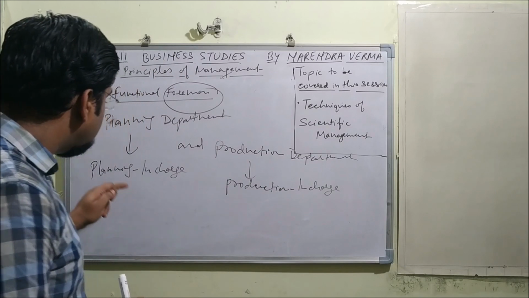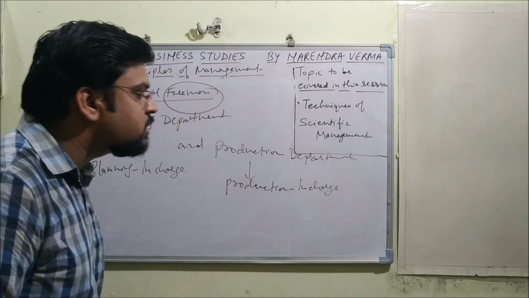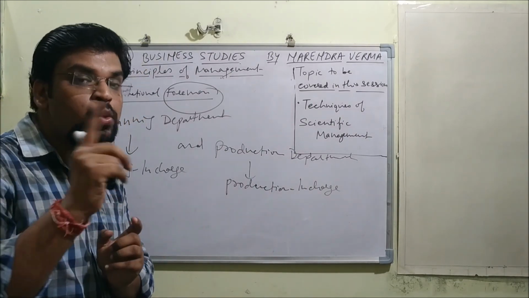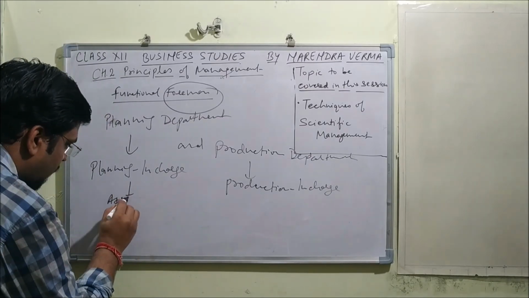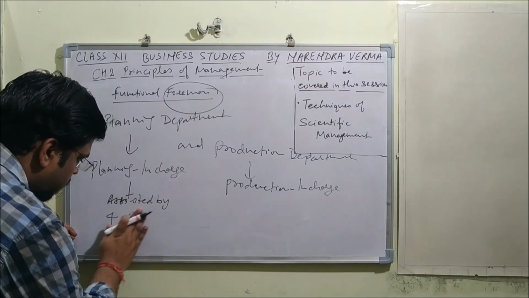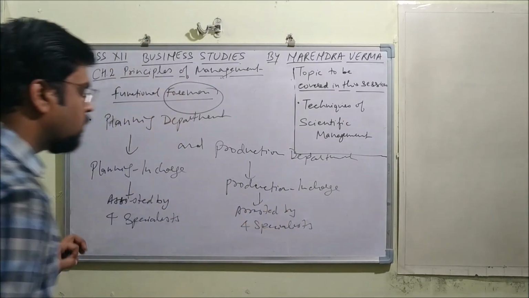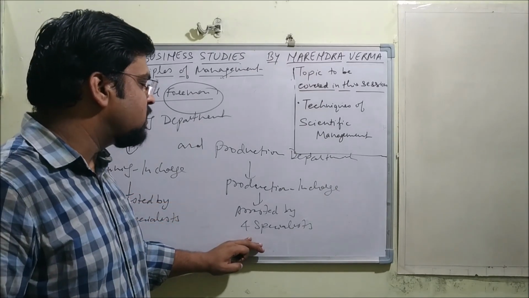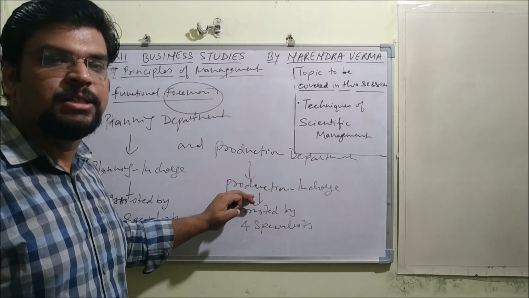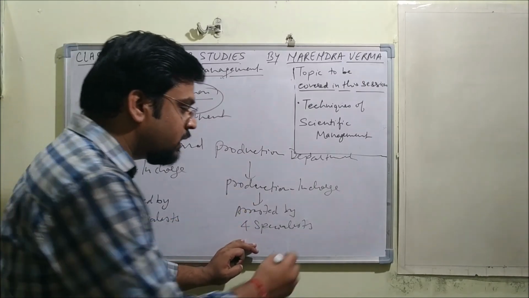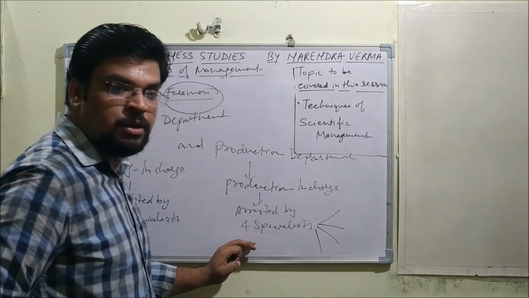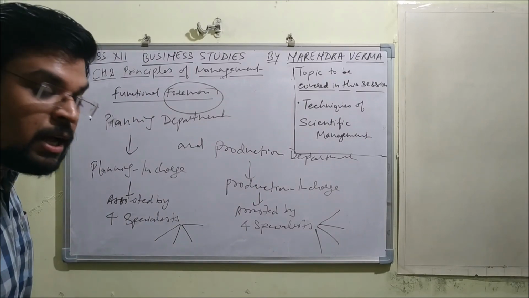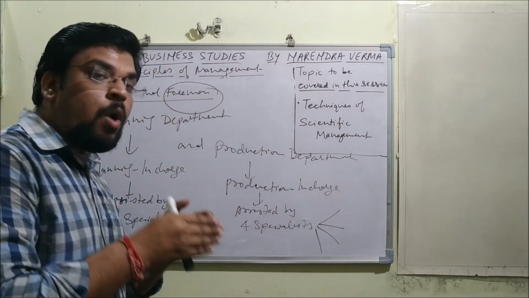These planning in-charge and production in-charge are assisted by 4 assistants each, according to F.W. Taylor. We name them specialists. So 4 specialists are there to assist the planning in-charge and 4 specialists are there to assist the production in-charge. These 4 specialists are specialists of different functions, and similarly these other 4 specialists are also of different functions. That is what F.W. Taylor wanted.